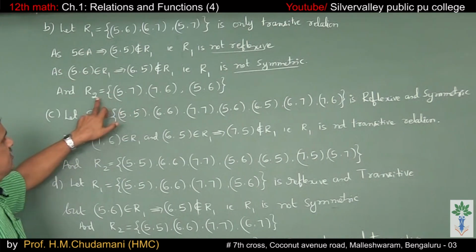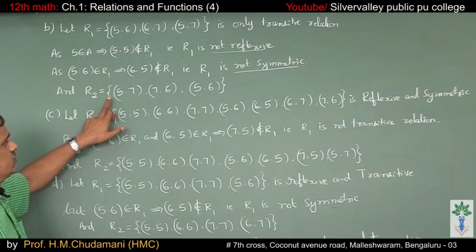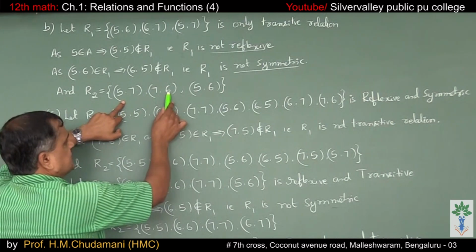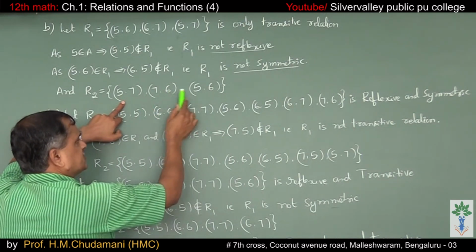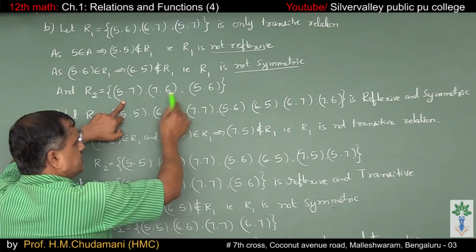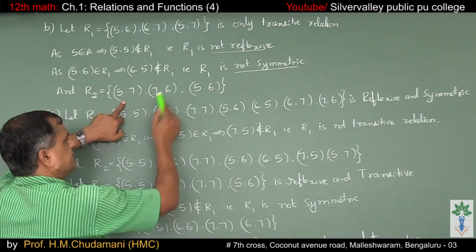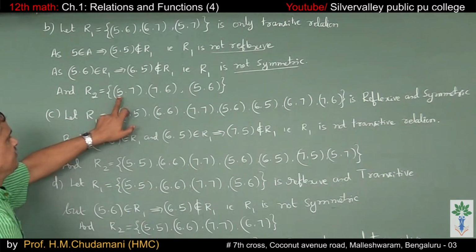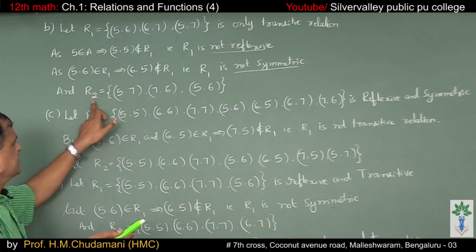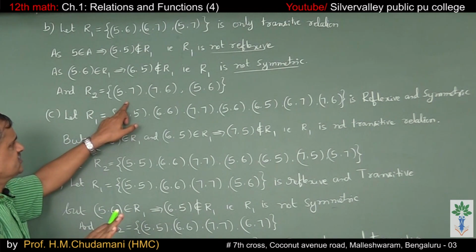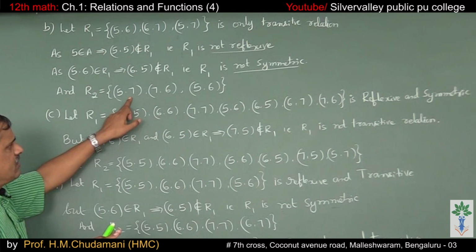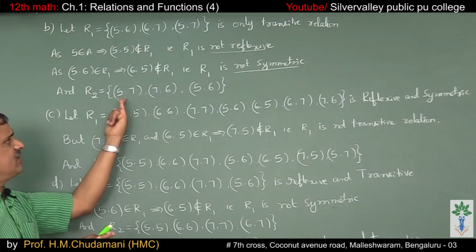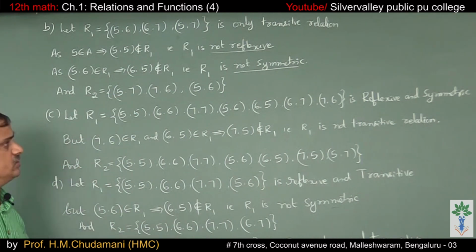Another similar example, R2 is equal to 5 comma 7 and 7 comma 6. 5 comma 6 must be there, so then only it is transitive. You can verify for the other elements also. So 5 comma 5 does not belong to the relation R2. It is not reflexive. 5 comma 7 belongs to R2 but 7 comma 5 does not belong to R2. That means it is not symmetric.